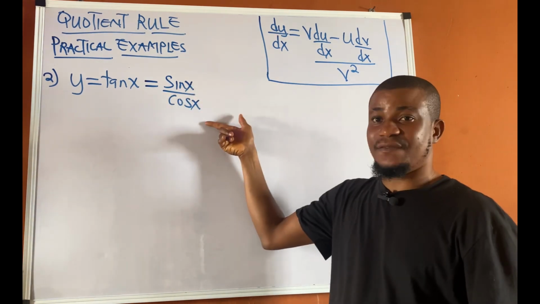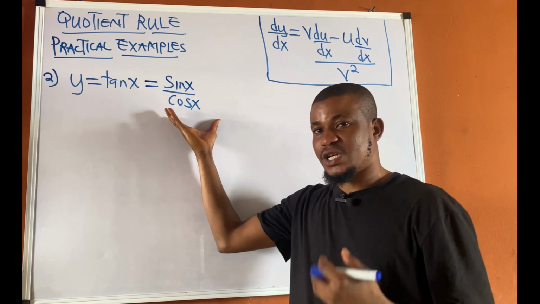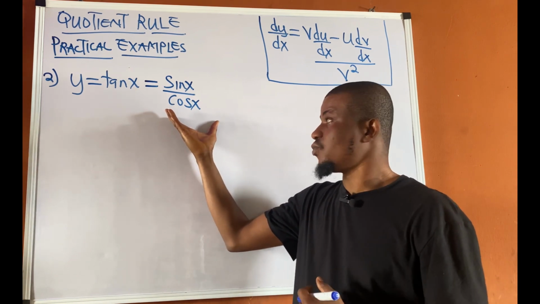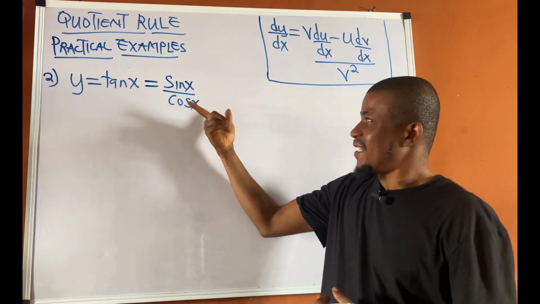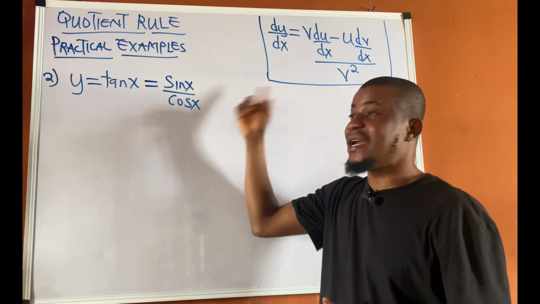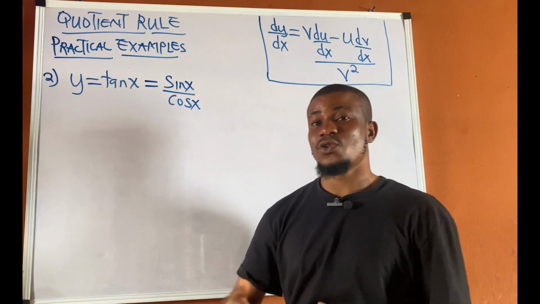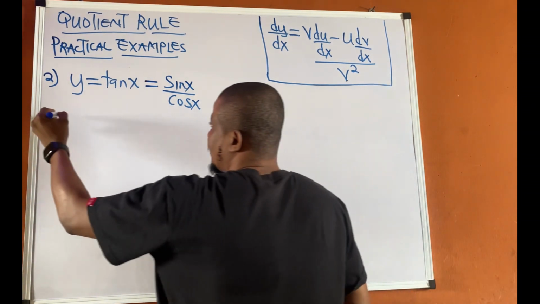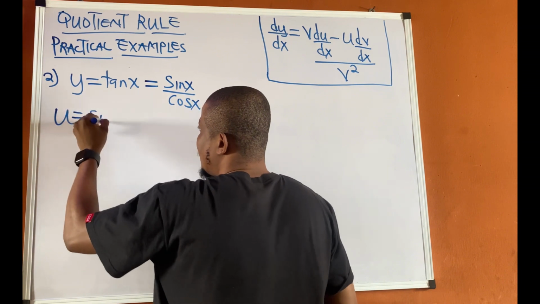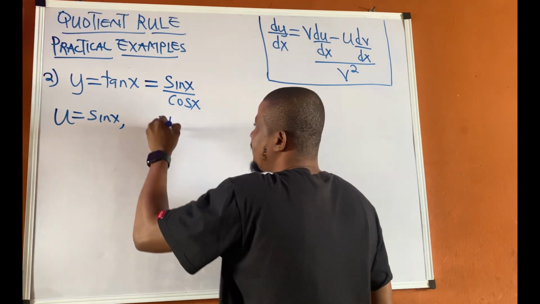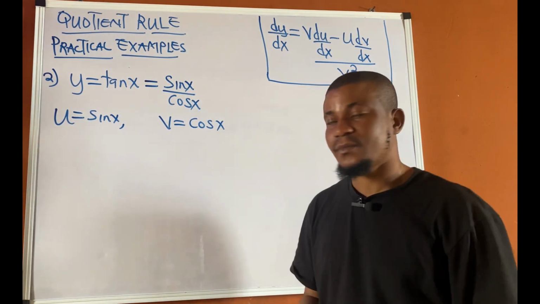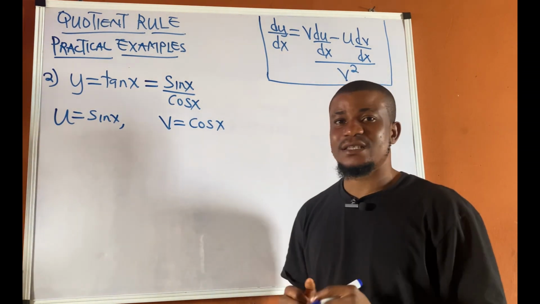Because this function is divided, I will apply quotient rule. When this function is divided, you apply quotient rule. I simply need to identify my u and my v. The numerator is always my u, denominator is always my v. So, I'll write u equal to sine x, and my v is cos x, right? Okay, this is the basic step.